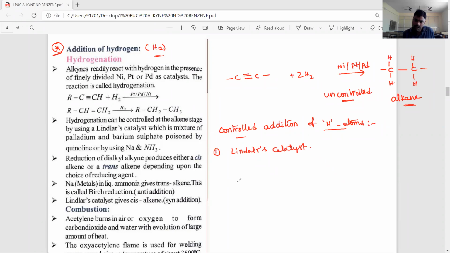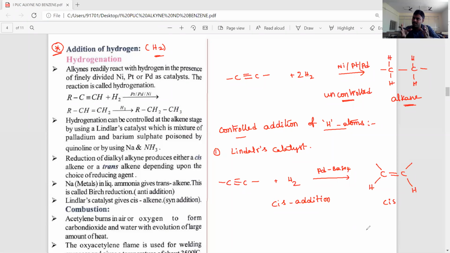Lindlar's catalyst. For example, this addition of hydrogen in the presence of palladium on barium sulfate is known as Lindlar's catalyst. Then it is called a cis addition, and the product is cis alkenes. Already in geometrical isomerism, if the same groups on each sp2 carbon are on the same side, it is called a cis geometrical isomer. If it is the opposite side, it is called trans.